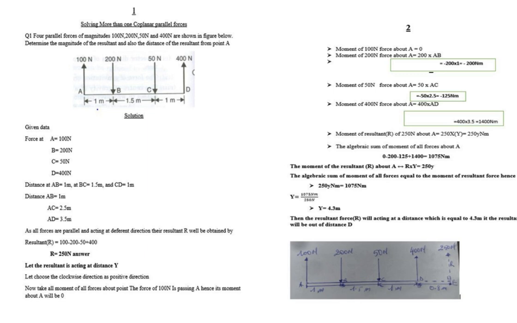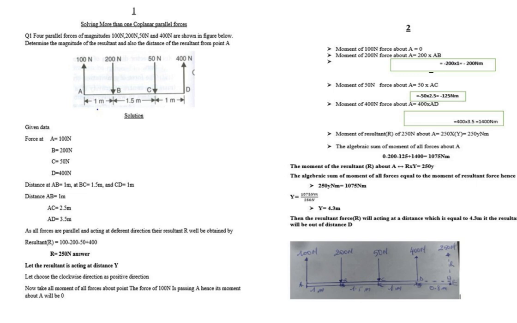Moment of 50 Newton force about A equals 50 times AC, which is equal to minus 125 Newton meter. Moment of 400 Newton force about A equals 400 times AD, equals 400 times 3.5, equals 1400 Newton meter. Then the moment of the resultant of 215 Newton about A, let us say the distance is y, is 215 times y, equal to 215 y Newton meter.